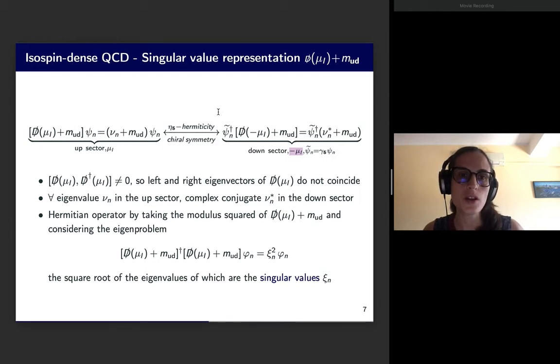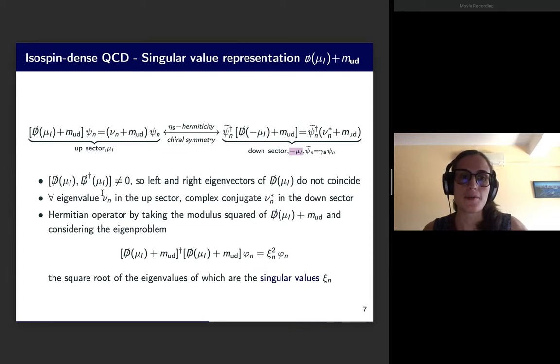And then you observe that you can construct two eigenvalue equations that are matched by the conditions of eta 5 hermiticity and chiral symmetry. Then you make the further observation that since D and D dagger do not commute, the left and right eigenvectors of this operator will not coincide. However, this relation between the two sectors is also telling us that for every eigenvalue in the up sector, I will have the corresponding complex conjugate appearing as an eigenvalue in the down sector.